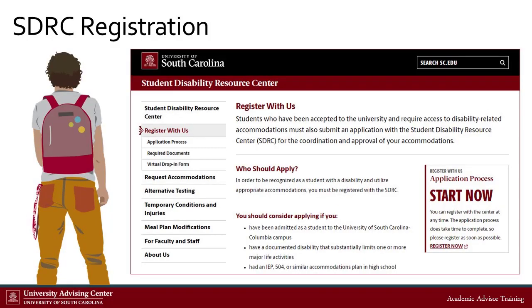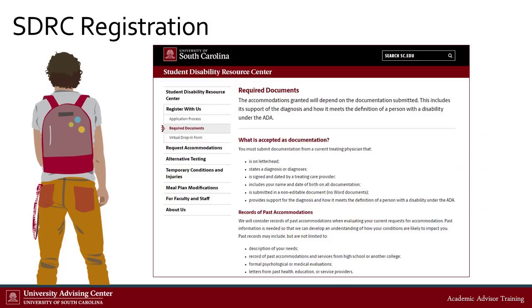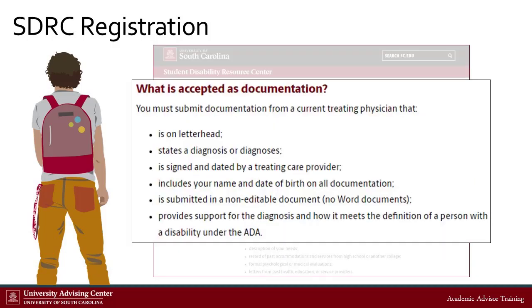The registration process includes the following: 1. Complete the online student application. 2. Submit documentation related to the disability. Note, a letter from a current treating physician that states a diagnosis and how it meets the definition of a person with a disability under the ADA is required.